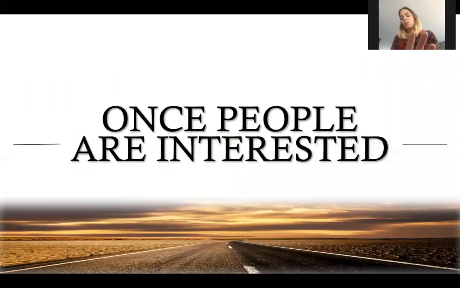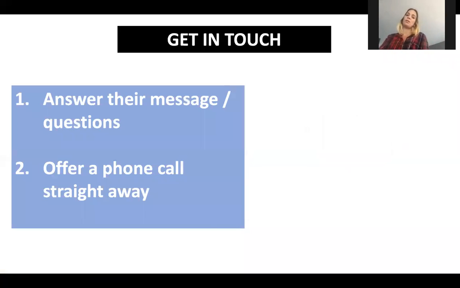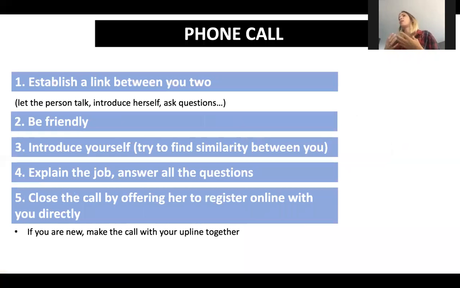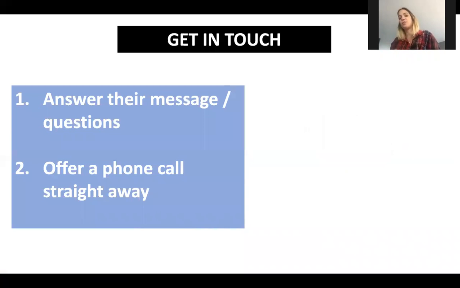Once people are interested, what you do is you get in touch straight away by answering their message, or sending them a message if they are the ones that got in touch with you by liking a post or so on, and you offer a phone call straight away. It's very important that you don't spend too much time talking to them by messages, but you call them straight away, because by message you're not as confident and it doesn't help you to close a deal.